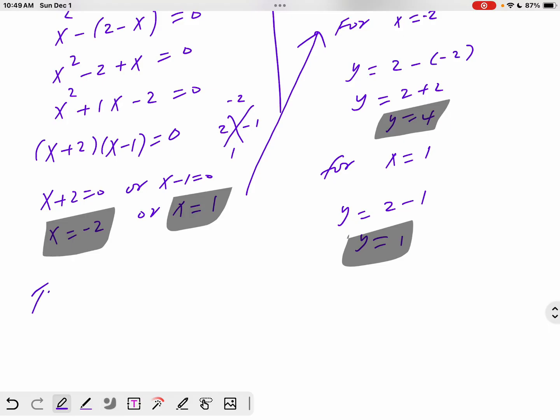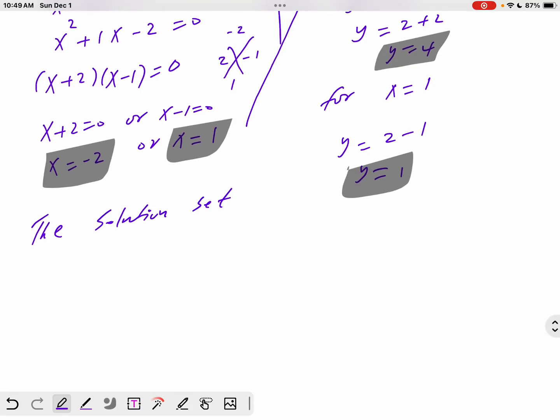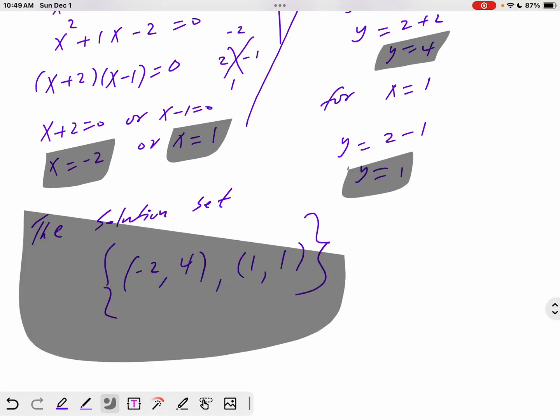So then the solution set is when x is a negative 2, the y was 4. When x was 1, the y was also 1. Doesn't matter which order you write. So make sure you use this for the solution set, use those curly braces. So this is your final answer.